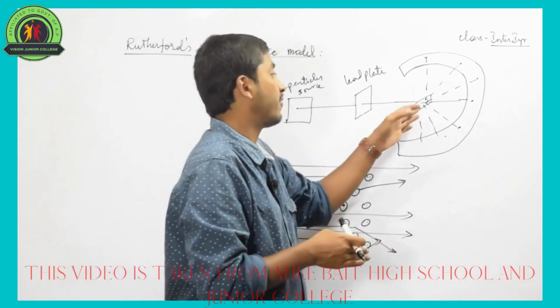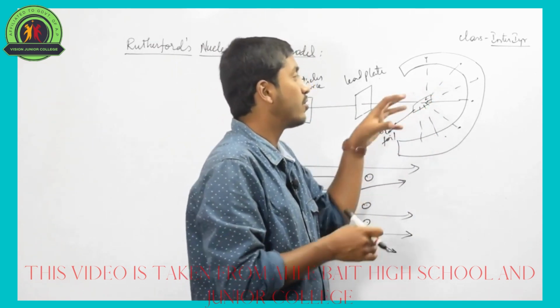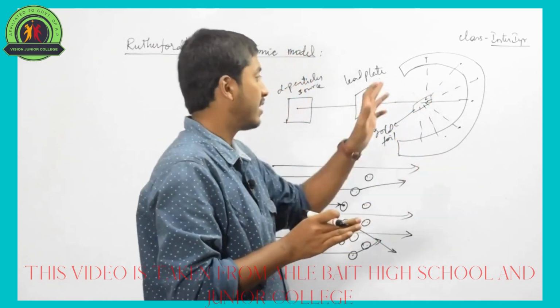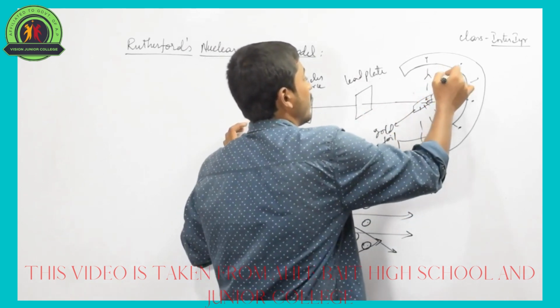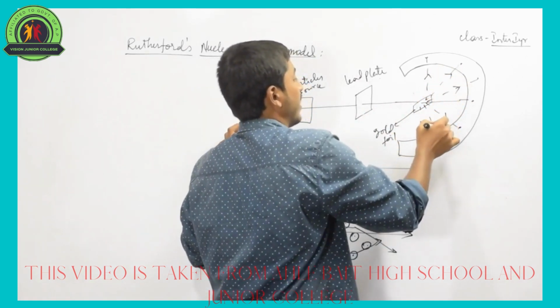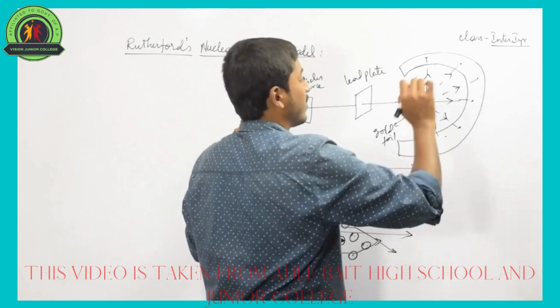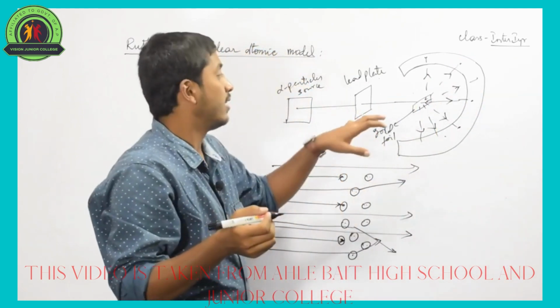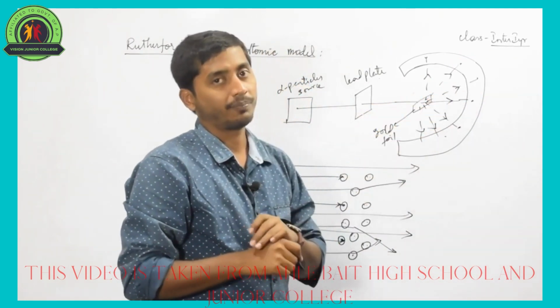After getting incident on this gold foil, what happens to these rays? We are seeing different kinds of rays. There is one ray moving this side, one ray this side, one ray this side, and one ray again passing through the gold foil.